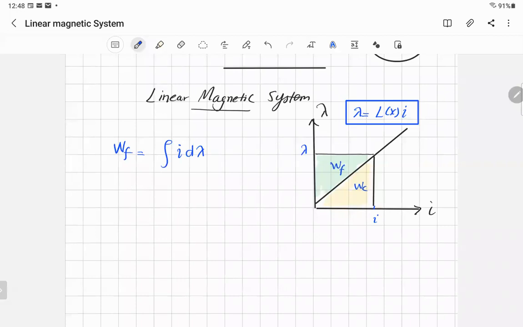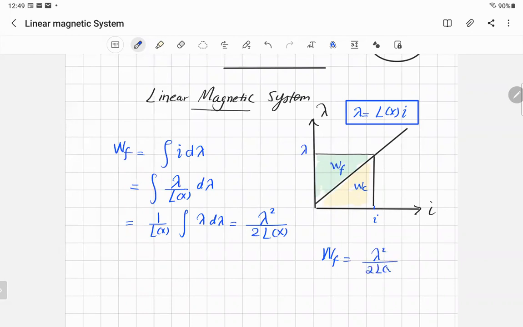So now I will try to find WF, which is the integration of I d lambda. What's I? I will be equal to lambda divided by L, d lambda. Since I'm integrating with respect to lambda, 1 over L of x will be constant with respect to lambda. So I integrate lambda d lambda. What do you get? Lambda squared over 2. So you have lambda squared on the top divided by 2 L of X. So that's WF. WF is equal to lambda squared over 2 L of X.